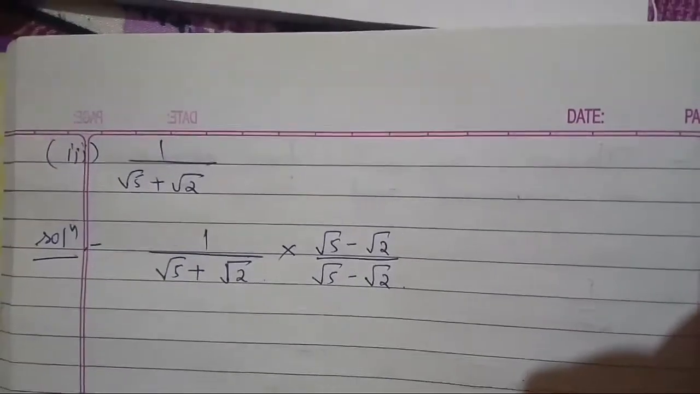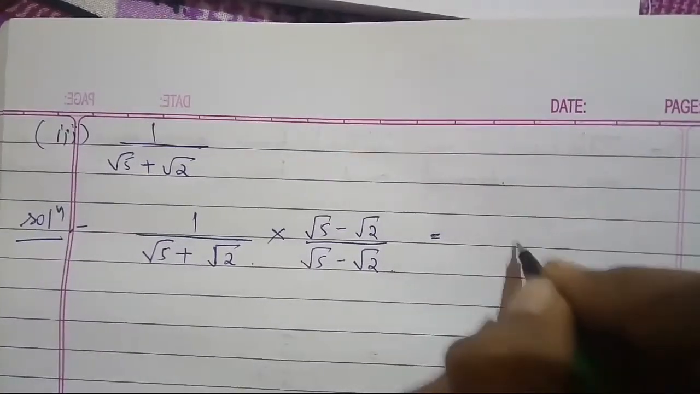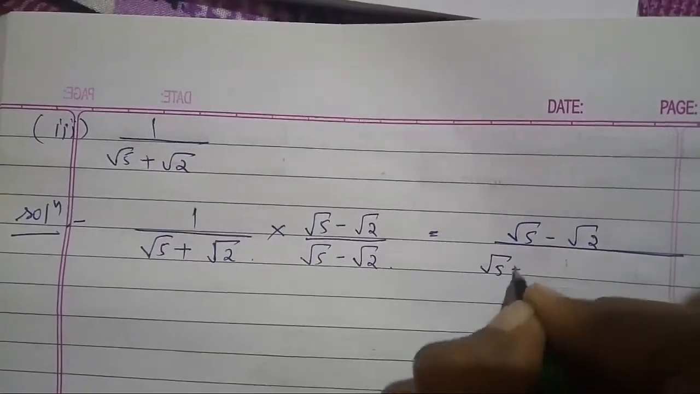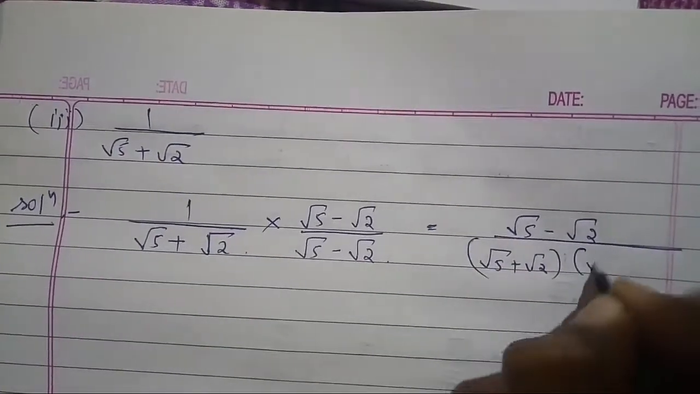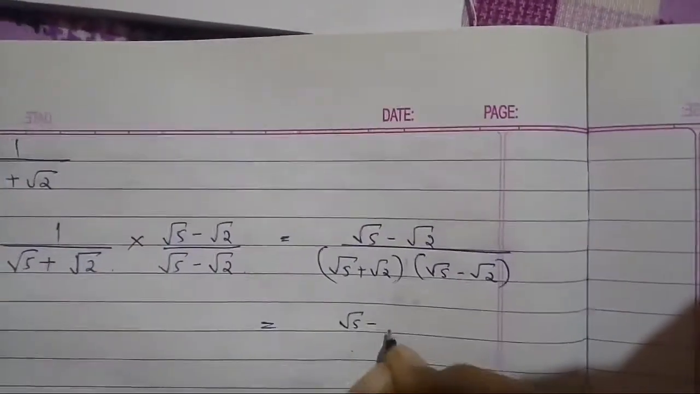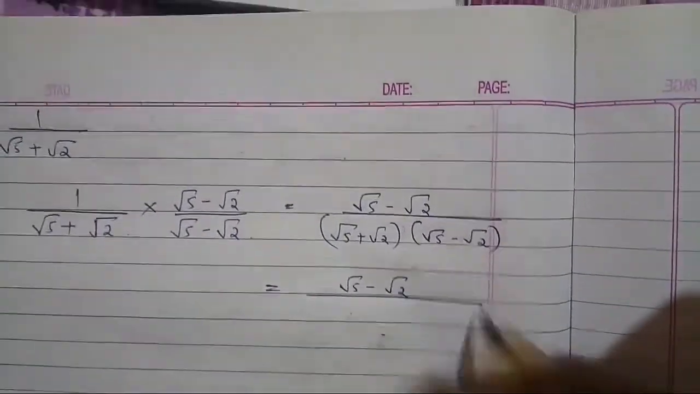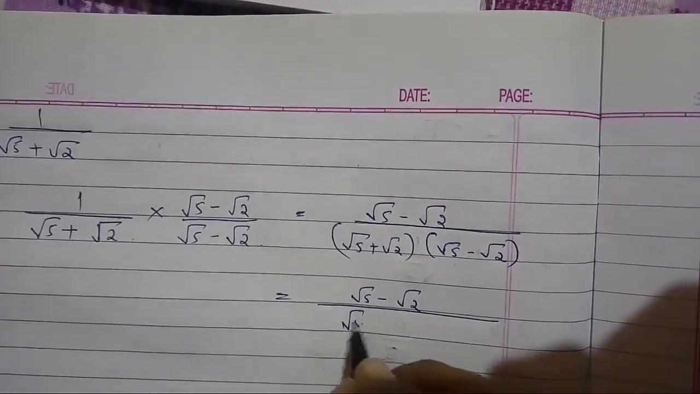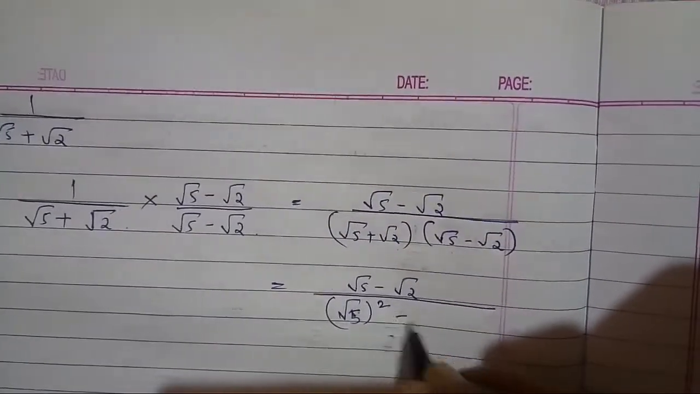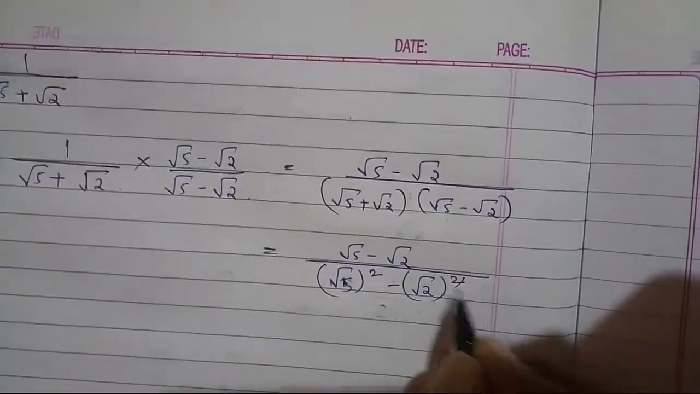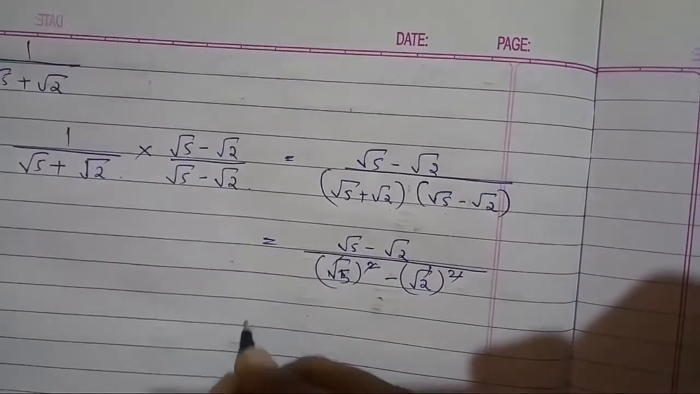Rationalizing the denominator, that is root 5 minus root 2 divided by root 5 plus root 2 into root 5 minus root 2. Root 5 minus root 2 divided by, it is in the form of a plus b into a minus b, that is root 5 whole square minus root 2 whole square, that is a square minus b square. Square and root get cancelled.